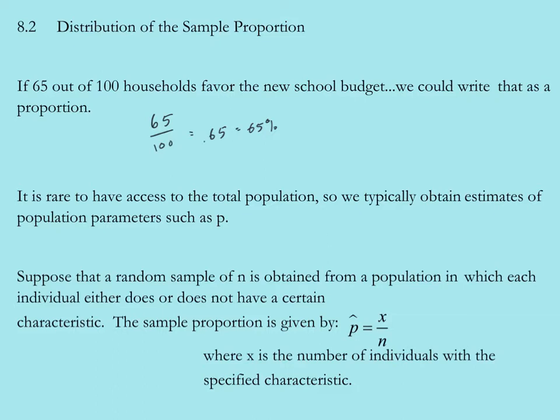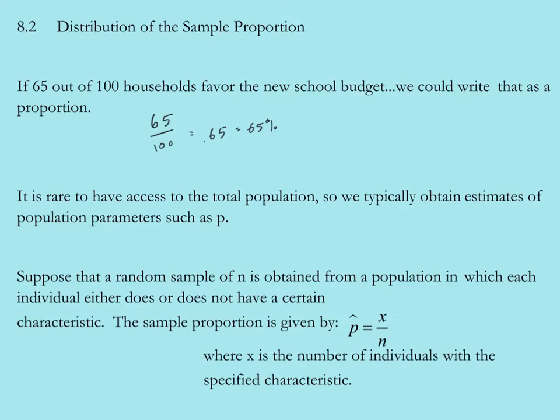In dealing with proportions and sample data, it's rare to have access to a total population, so we typically obtain estimates, as we do with means and standard deviations. That comes from sample data. With proportions, we're going to be dealing with sample data and sample estimates of population parameters such as p.